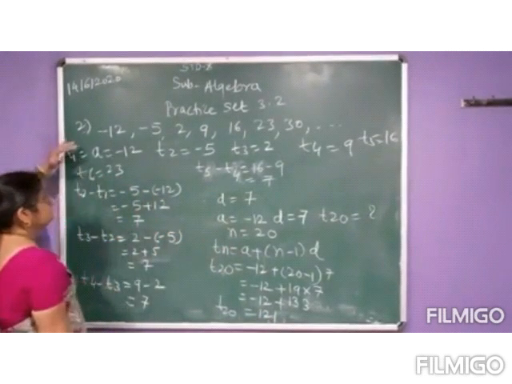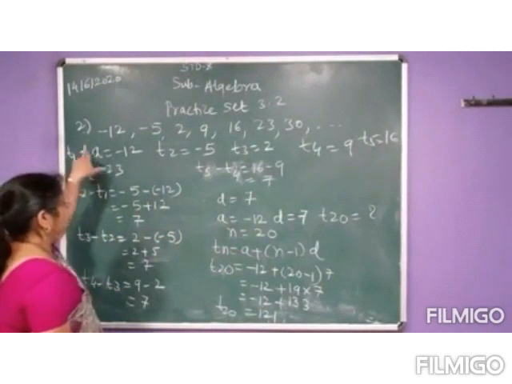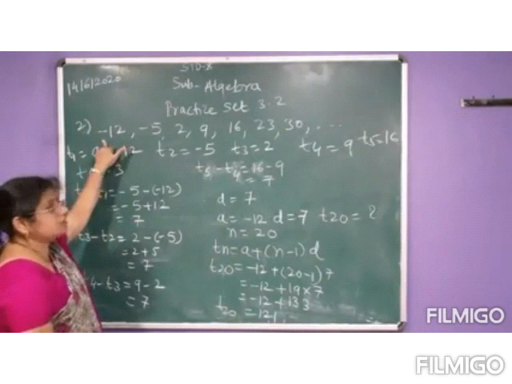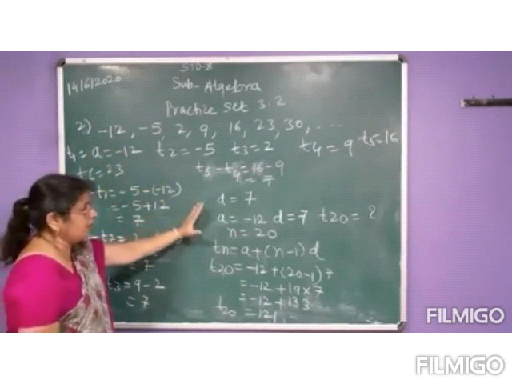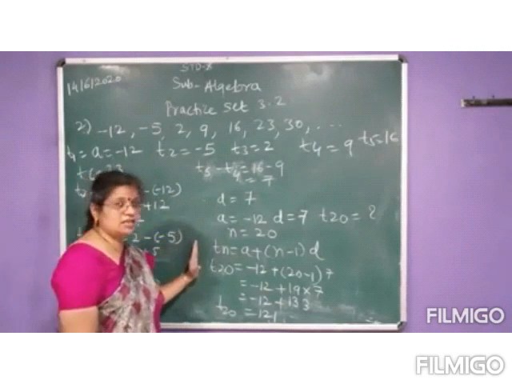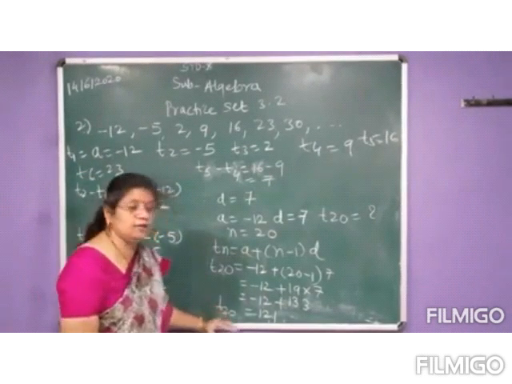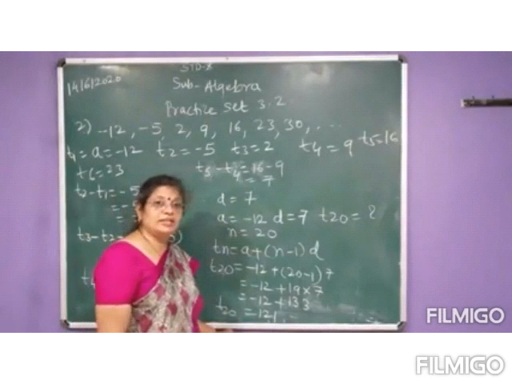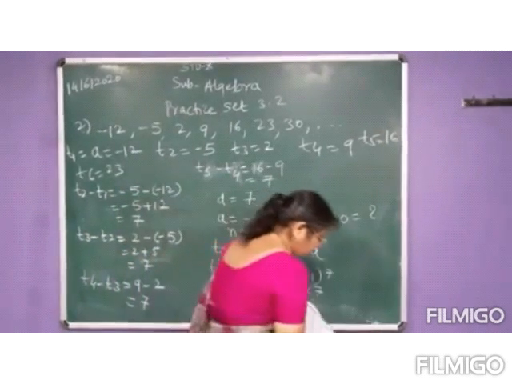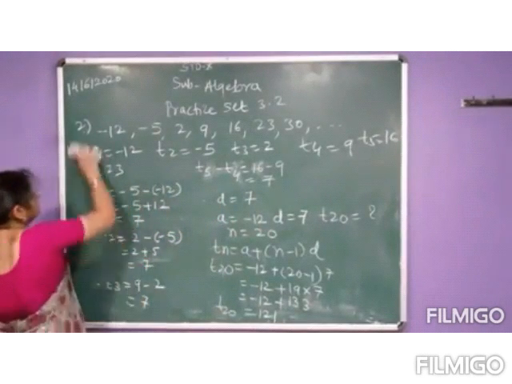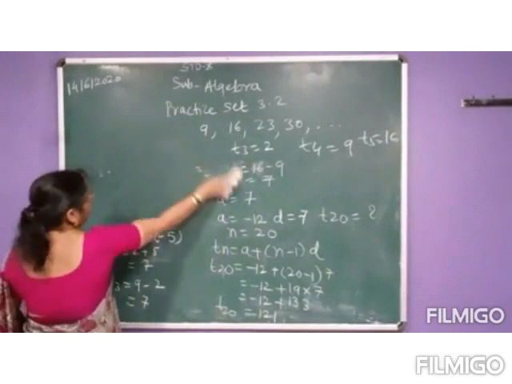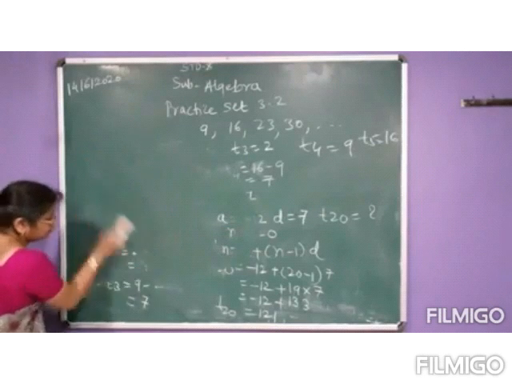Now see, from this example what you have learned: first you checked whether the sequence is an AP or not, and once it is an AP, then by using the Tn formula you are able to find out the value of the 20th term. So this is the second question. Now we will go for the third example in practice set 3.2.